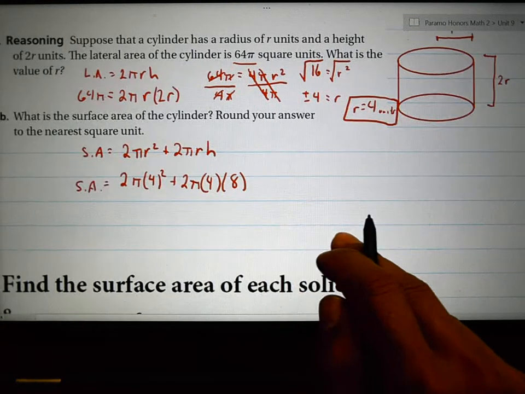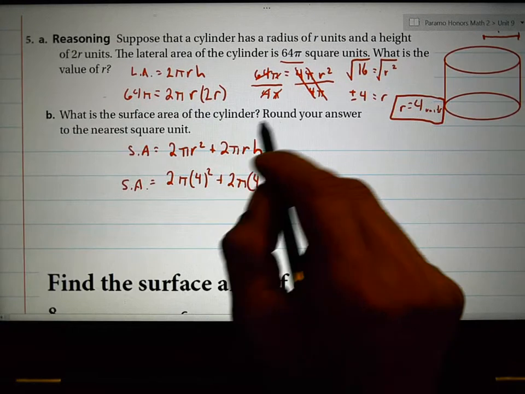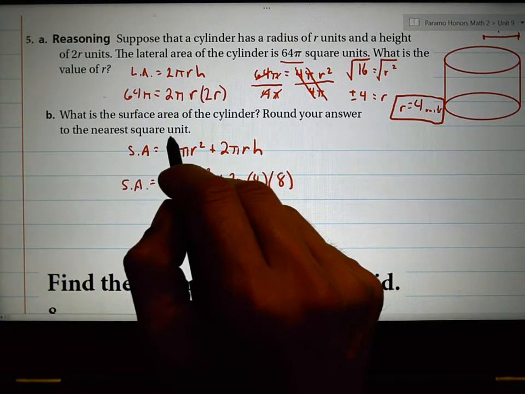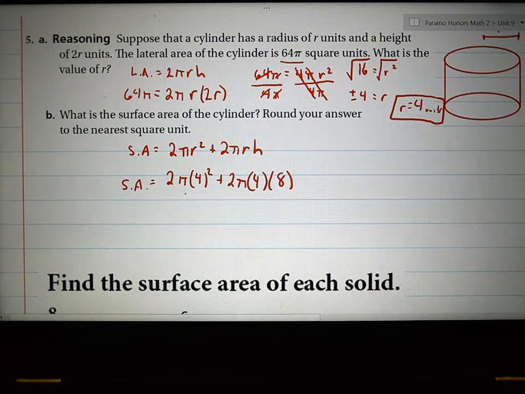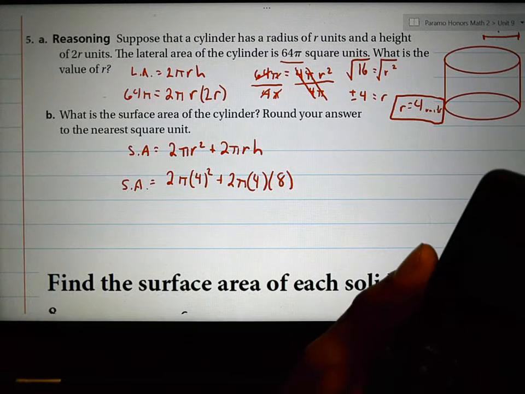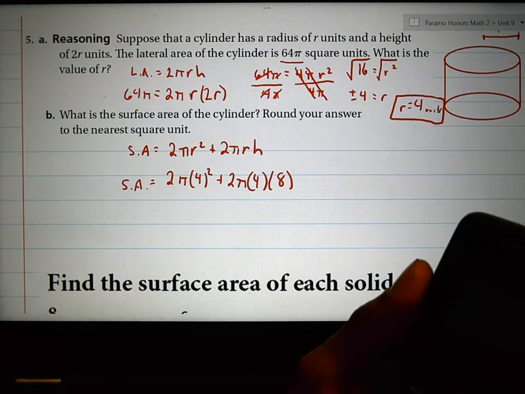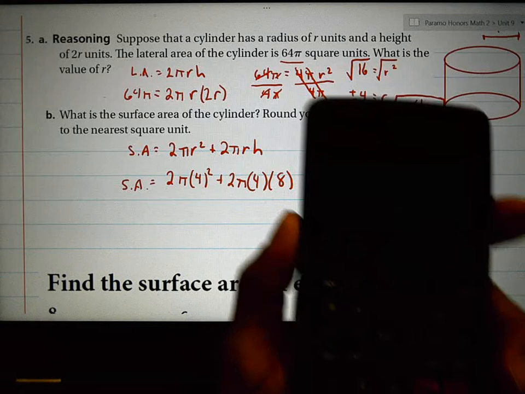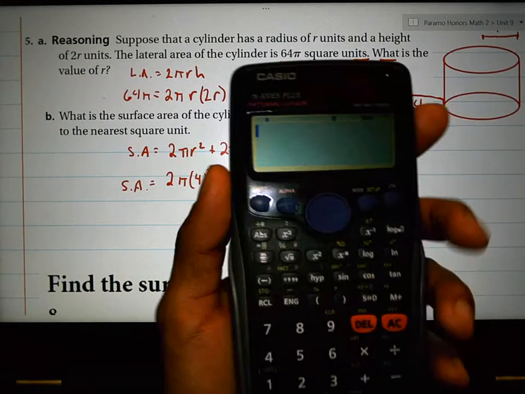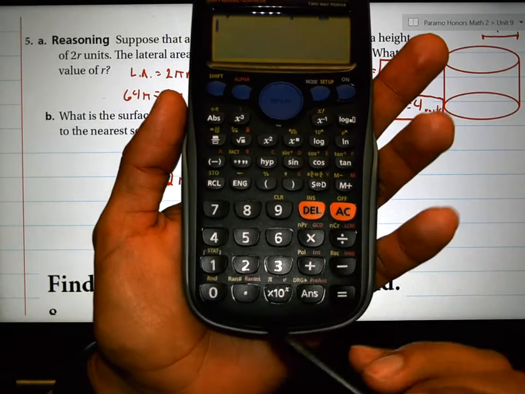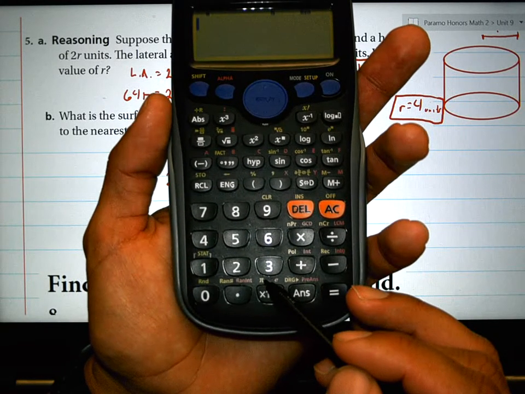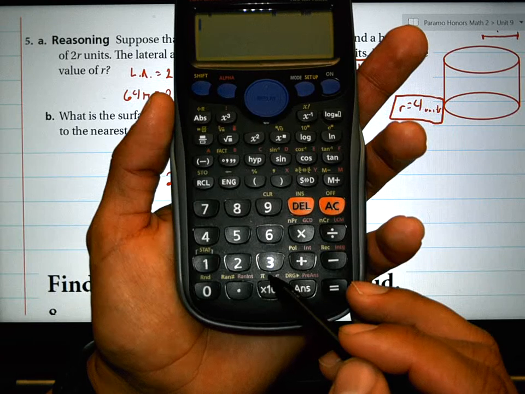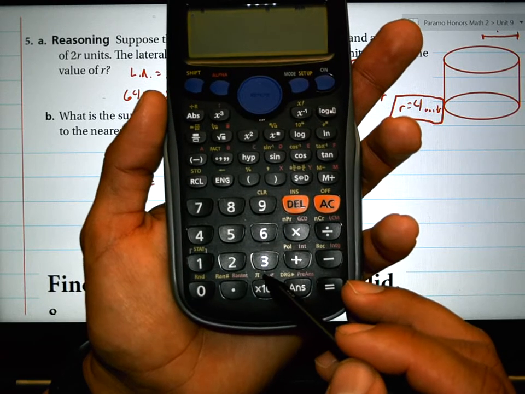Now let me see what these directions say. Round your answer to the nearest square unit. Does that mean I plug in the values of pi in? Absolutely. I recommend do not round until you get to the very end of your problem. I also recommend when you punch this in, use the pi button on your calculators. For the Casios, it's right here above the times 10 to the x. There's the pi button. To get to it, you will press shift before you get to that pi button.